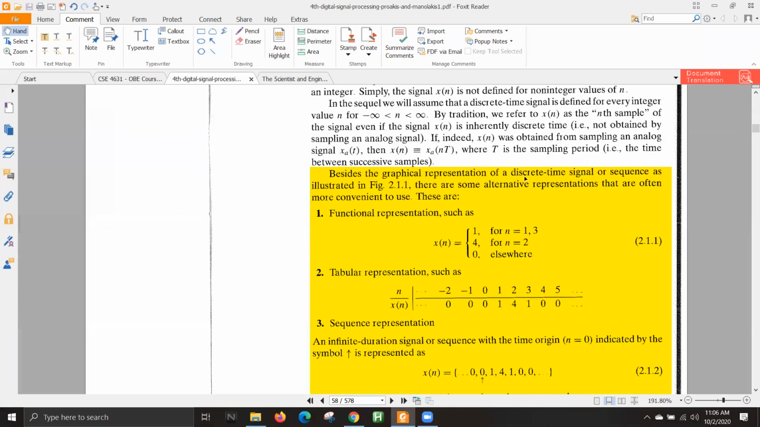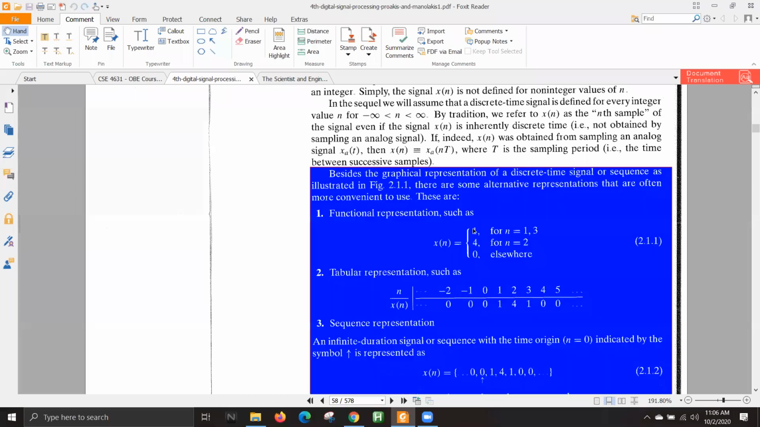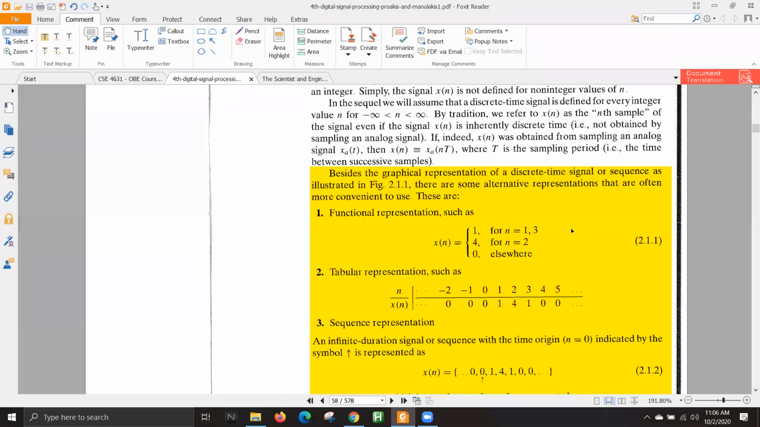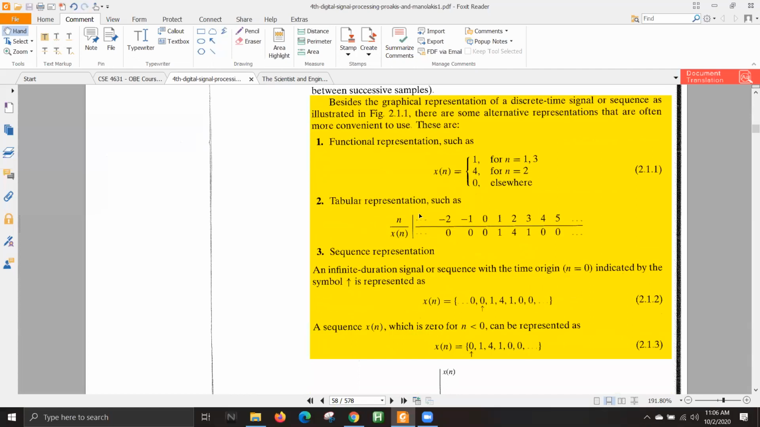Other than the graphical representation, there are three more representations, so there are four in total. One is the graphical representation, then next is the functional representation, which is in this format, defining it as a function, with different values for different points. You can define it like, for n greater than something, it will be some expression, and for n less than something, it will be another expression. Suppose this is n squared, this is n cubed, it can be anything. Defining it this way, as a piecewise defined function, is called functional representation.